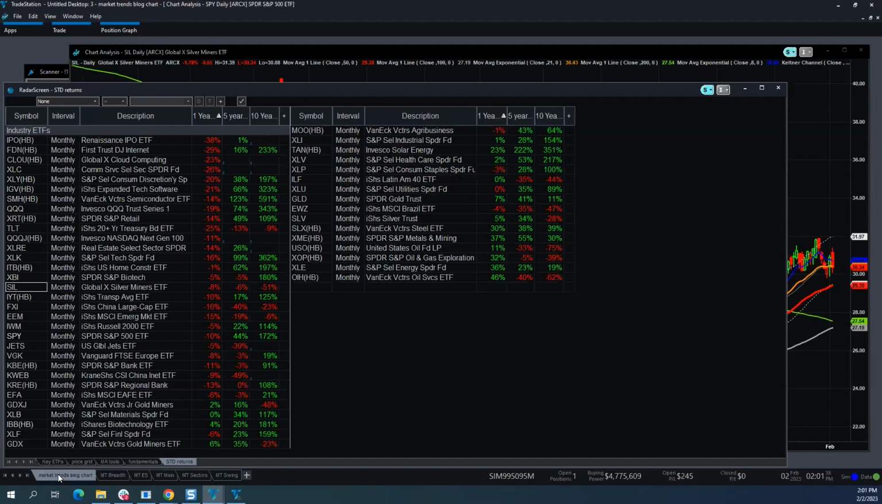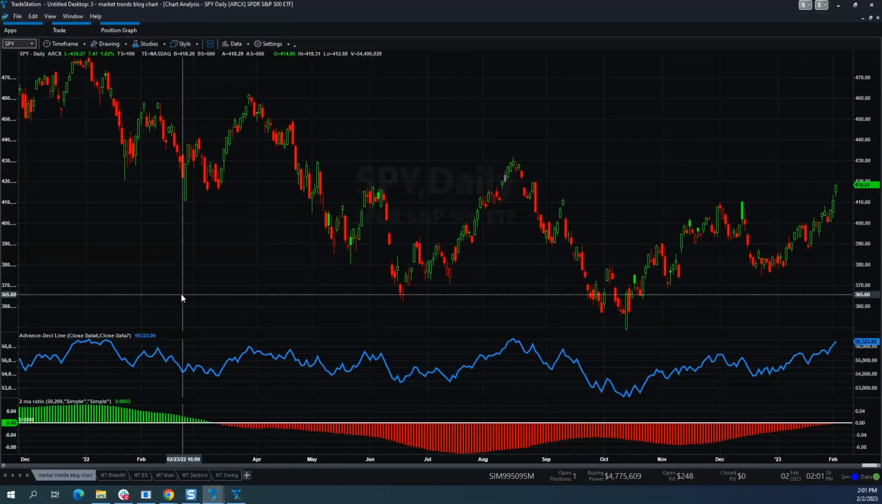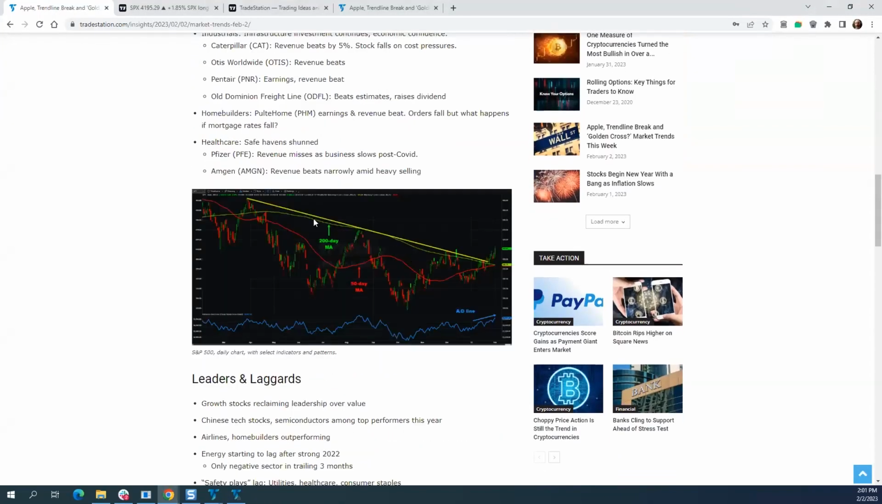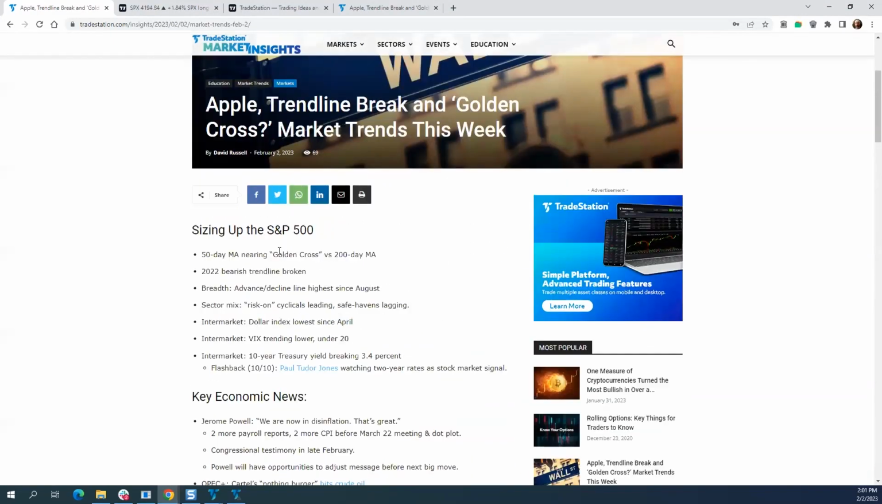Basically, the price chart in the story on the blog highlights a few things: this downtrend line, which we've broken, some very strong breadth in the advance-decline line, and it shows that we're nearing a golden cross of the 50-day moving average. That actually did happen today.